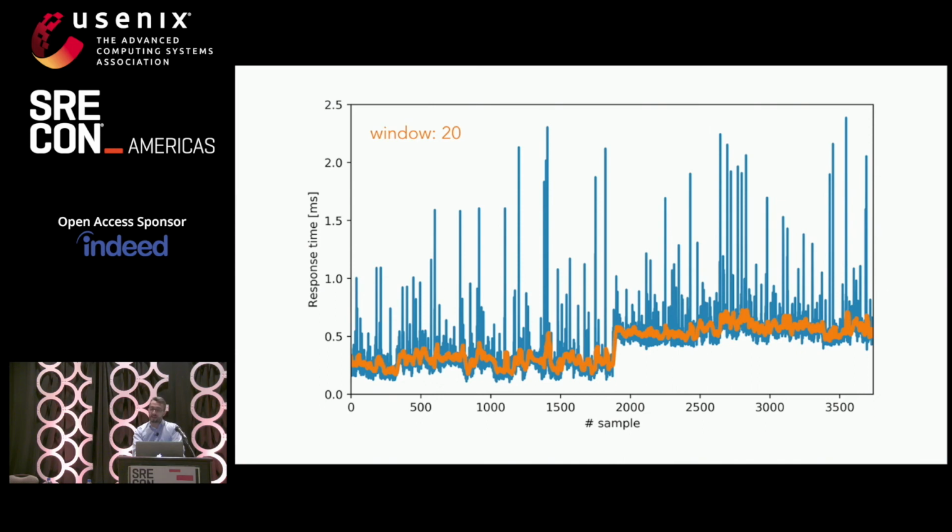If we increase the window size, the signal gets smoother and smoother. But as you can see, the larger the window, the slower it is to react to the increase in latency that we experience toward the middle of the graph. So again, to reiterate, the window using the moving average gives a good trade-off between stability and reactivity.